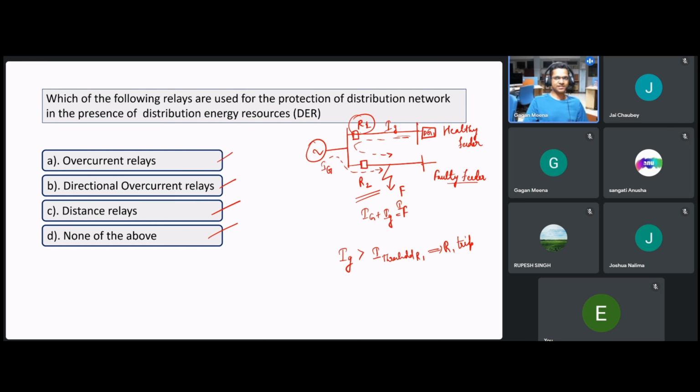But if R1 is designed with a direction element also, direction plus overcurrent, then R1 will be designed for faults which happen after this relay. Similarly, R2 will be designed for faults which happen after here.